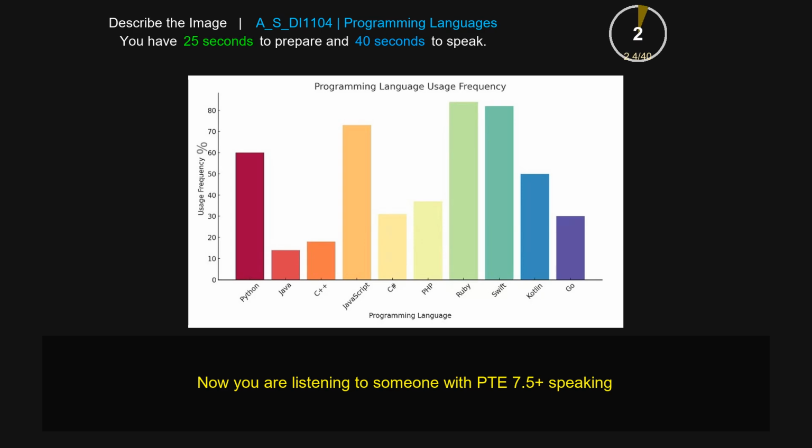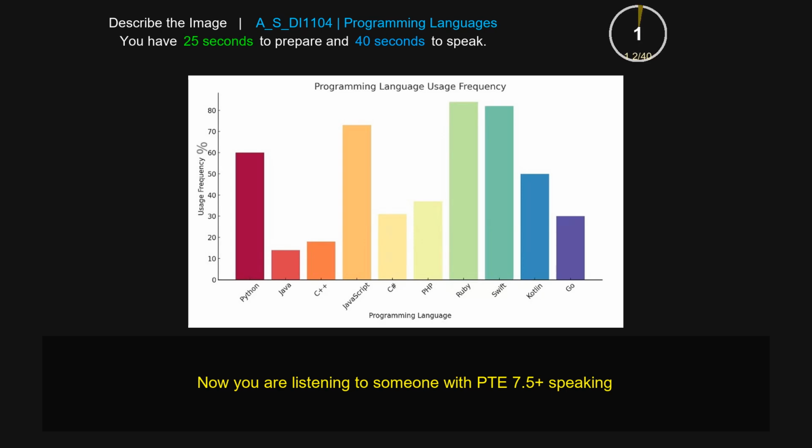This bar chart gives information about programming language usage frequencies. From the picture, we can see the volume for PHP is 35%. For Kotlin, the number is higher, which is 45%. The highest percentage is for Ruby, around 8%. And the lowest one is for Java, just 13%. There are also many other languages such as Python, Swift, and Go. So the graph tells about programming language usage.